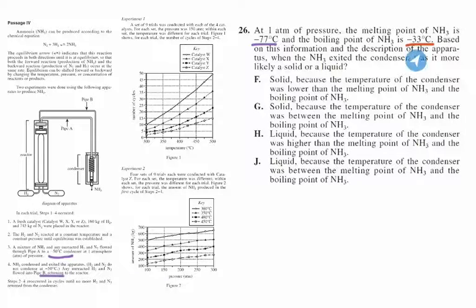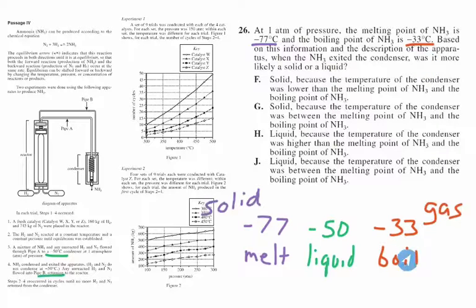So let's change the color of the boiling point. If it boils at negative 33, anything warmer than that will be a gas. If it melts at negative 77, anything colder than that will be a solid. Between these two states, it will definitely be a liquid. So we can eliminate choice F and G, and we can say liquid because the temperature of the condenser was between the melting point and the boiling point. So our answer is definitely choice J.